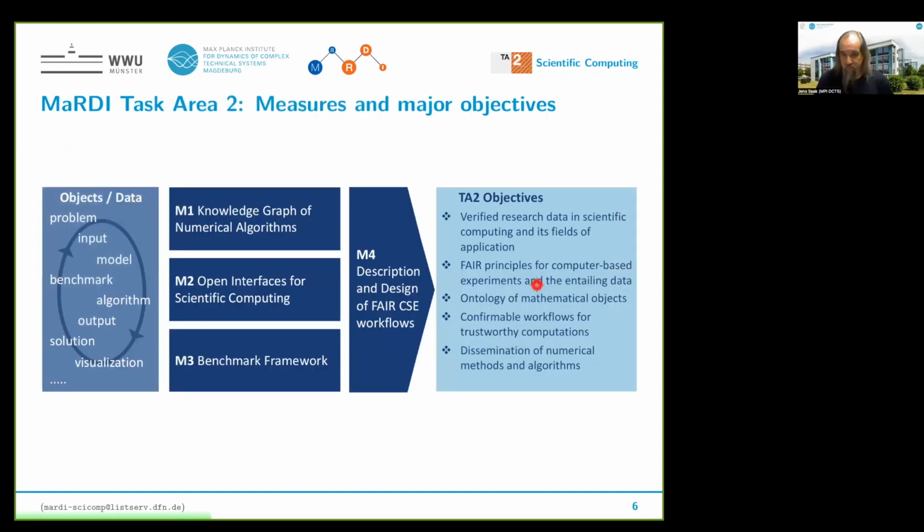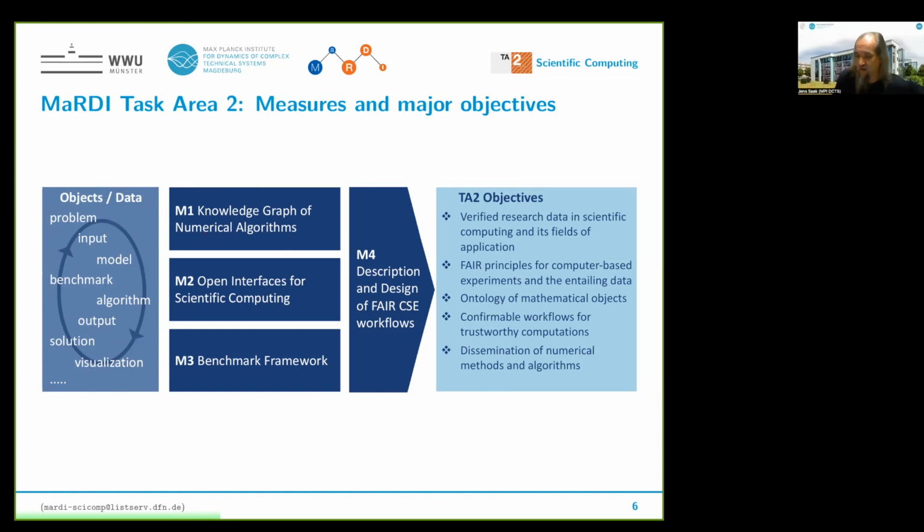And what's now special about task area 2? What are we working on? Since we are talking about scientific computing, obviously all sorts of models are important. We have certain inputs that we feed into these models. We want to deal with outputs they produce. We want to be able to visualize all of them, and these are all connected.